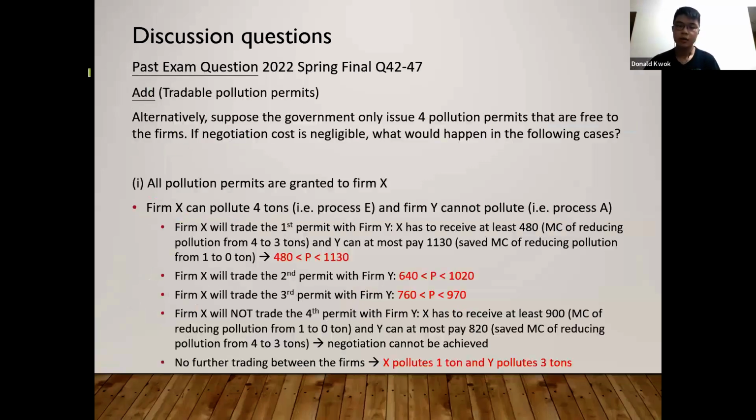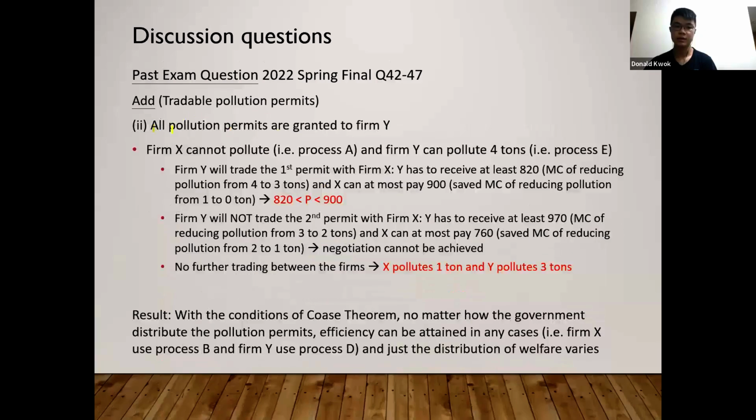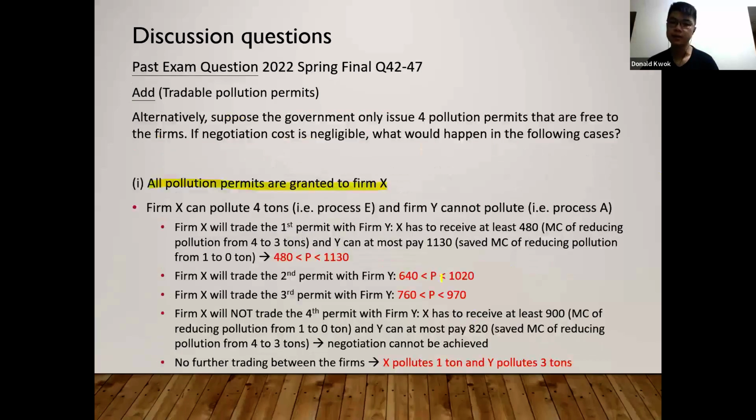All right, that's all for the problem itself. And here I have some additional part for our discussion. Instead, if the government issues 4 pollution permits that are free to the firms instead of requiring a price, and if negotiation cost is negligible, what would happen in the following cases: where all pollution permits are granted to firm X, and the second situation where the permits are all granted to firm Y? What will happen in these two cases?